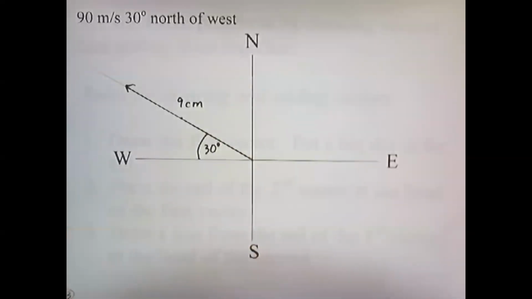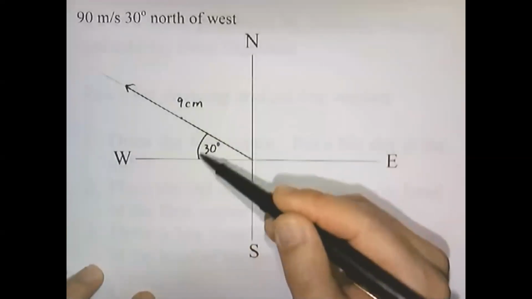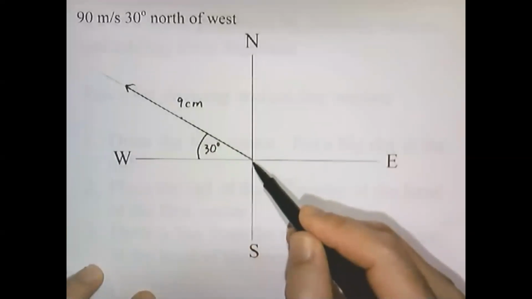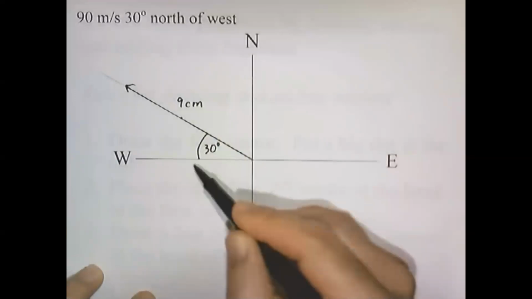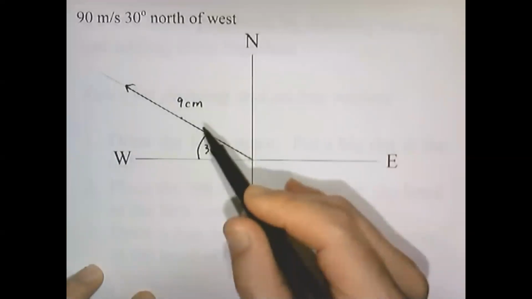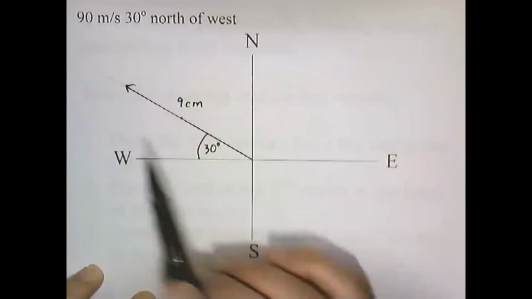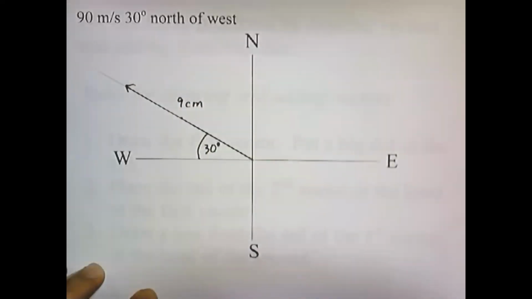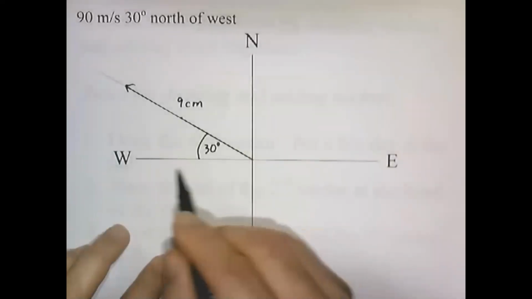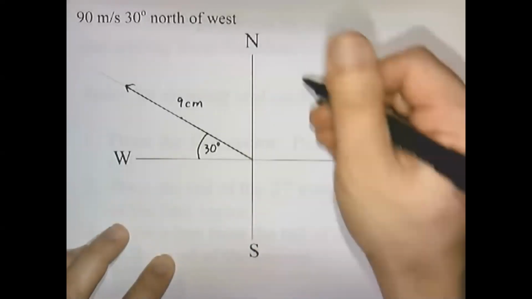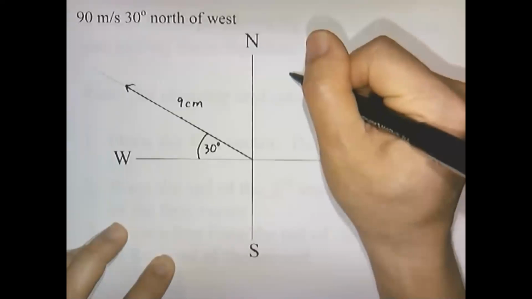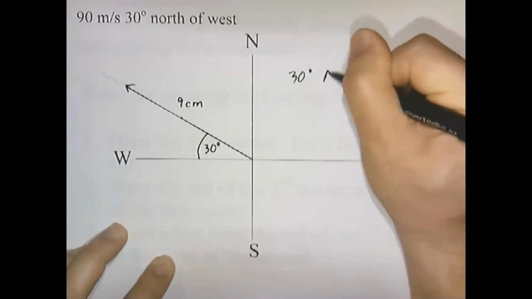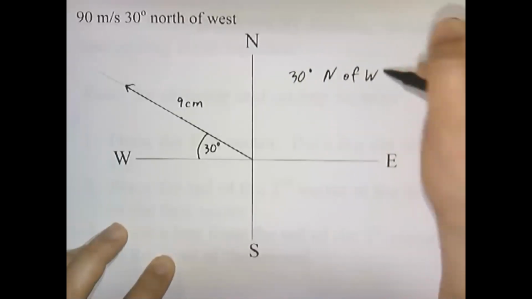So let's sort of summarize. 30 degrees north of west can be read as 30 degrees above the west axis. We draw a line starting at the origin of the graph and have it point 30 degrees above the west axis. And to represent the 90 meters per second, we draw the line 9 centimeters long. All right, so this vector is pointing 30 degrees north of west. So this is 30 degrees north of west.